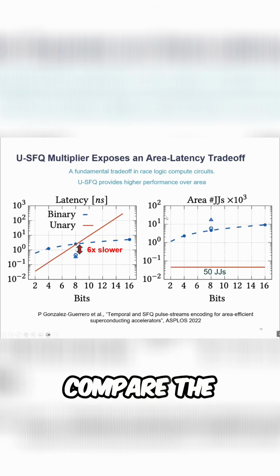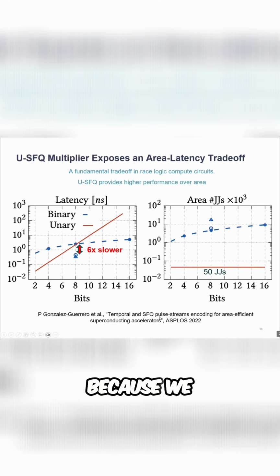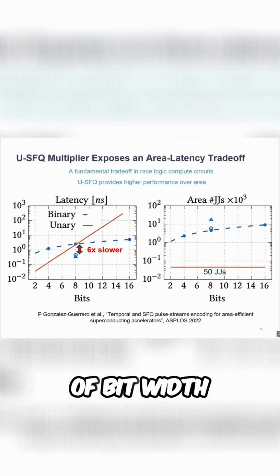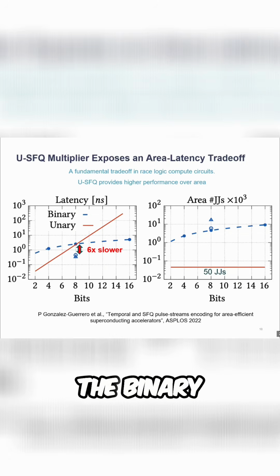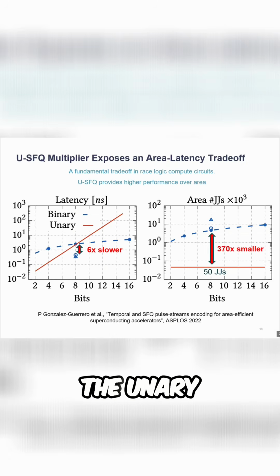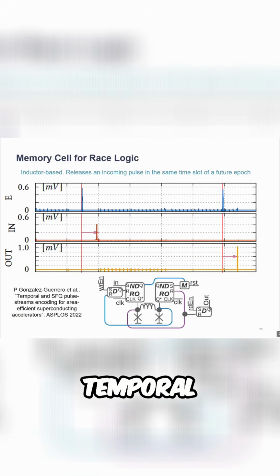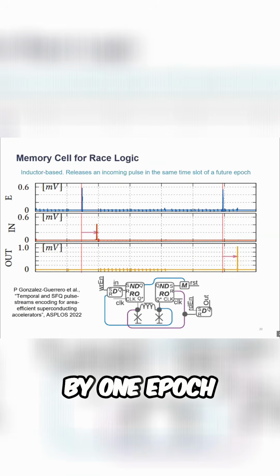But now if we compare the area, because we can multiply in unary in USFQ with 50 JJs, regardless of bit width, the binary multiplier compared to that is huge. So the unary multiplier is 370 times smaller than the binary multiplier. And it's, of course, 6 times slower. So it sort of delays a temporal value, a temporal pulse in race logic by 1 epoch. And that's an interesting one.